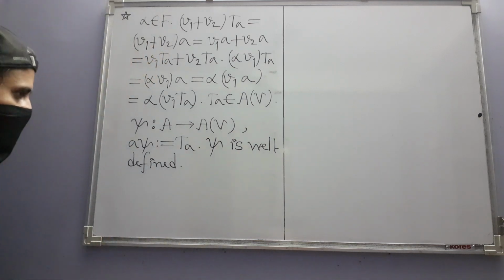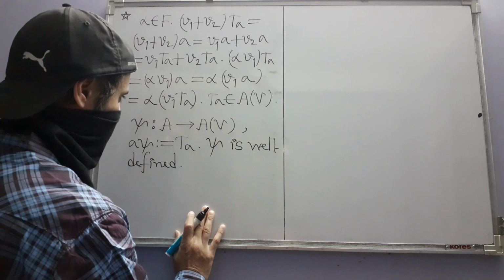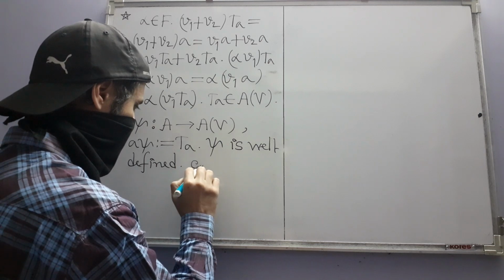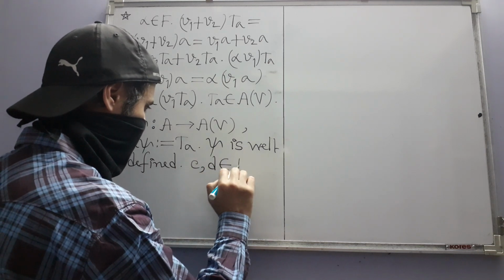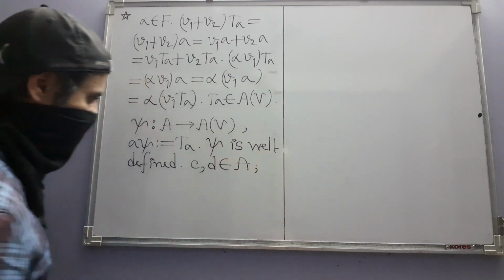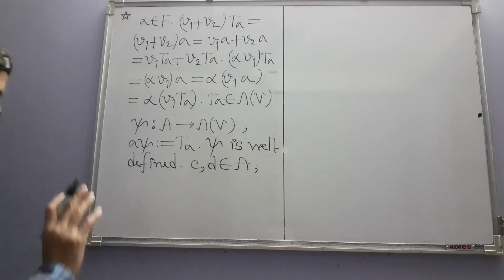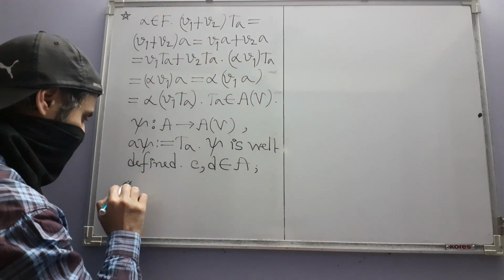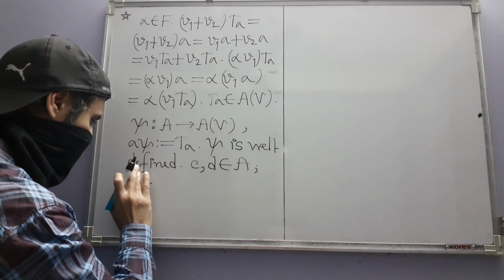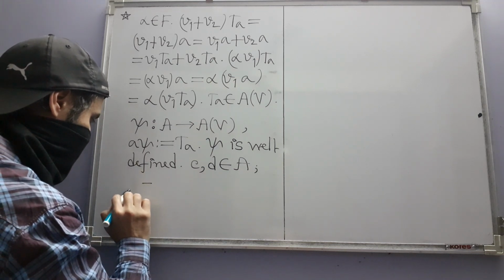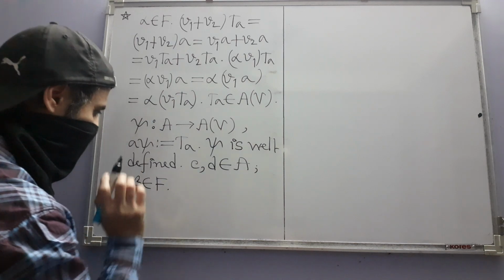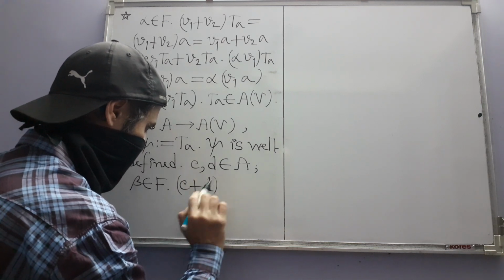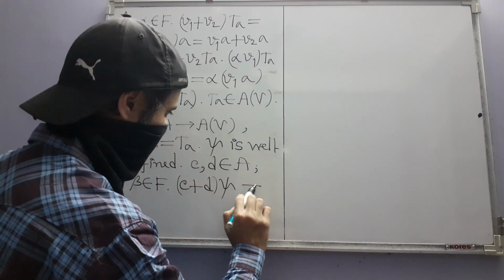Okay, so let's do that. Psi respects addition, multiplication and scalar multiplication. Okay, so let us take any two elements C and D. If you want, you can take A and B also, but let's forget what we did above. This is fresh. And for that matter, let me take beta in F.